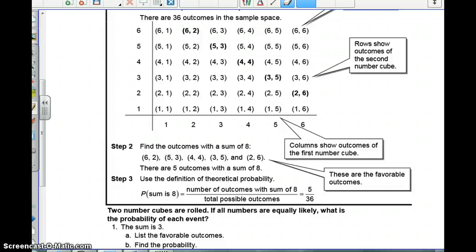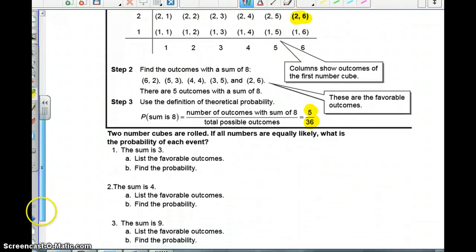It says find the outcomes with the sum of 8. That happens several different ways. The sum of 8 can be 6 and 2, 5 and 3, 4 and 4, 3 and 5, 2 and 6. So there are 5 different ways that you could have a sum of 8 out of 36. So there are 5 out of 36, or 5/36 possible favorable outcomes. So the probability the sum is 8 is 5 out of 36.